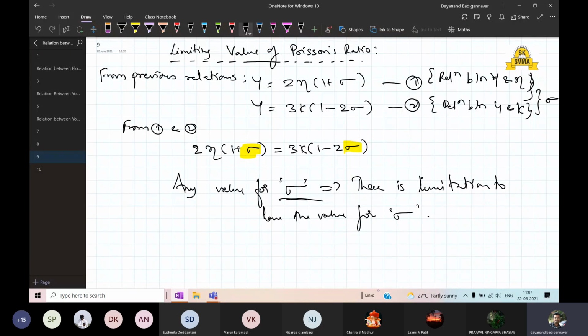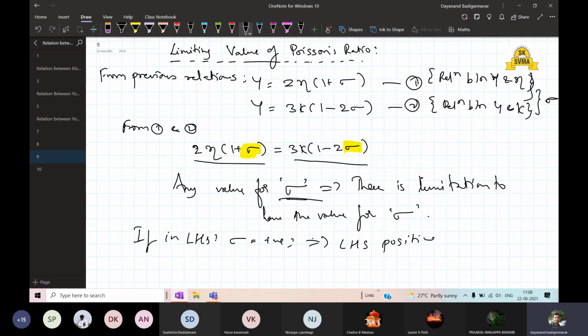Now, for example, look here: on the left hand side it is 2 eta into 1 plus sigma, and the right hand side is 3k into 1 minus 2 sigma. If I substitute sigma equal to a positive value, LHS will also be positive. So LHS becomes automatically positive. You are getting the point? If I take this term sigma as some positive value, the whole LHS becomes positive. Do you agree with this?